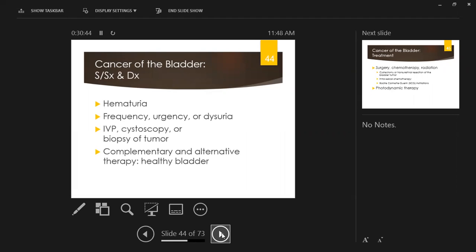Signs and symptoms and diagnosis of cancer of the bladder. These people are going to have blood in their urine, frequency, urgency, or dysuria. We may do an IVP, cystoscopy, or biopsy of a tumor in order to diagnose cancer of the bladder. Complementary and alternative therapy. We want to just make sure that we're maintaining a healthy bladder, right? These people might end up getting bladder injections. They may end up getting pain management depending on the extent of their cancer.